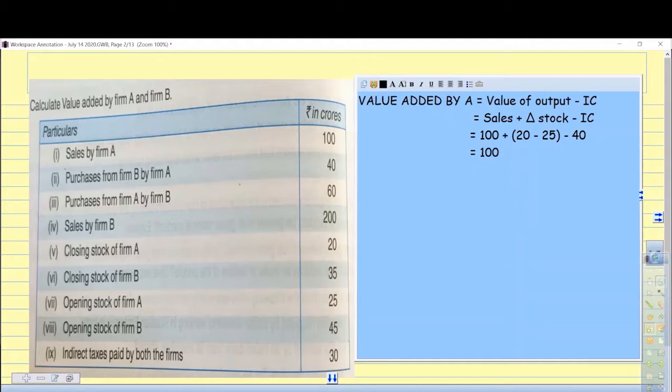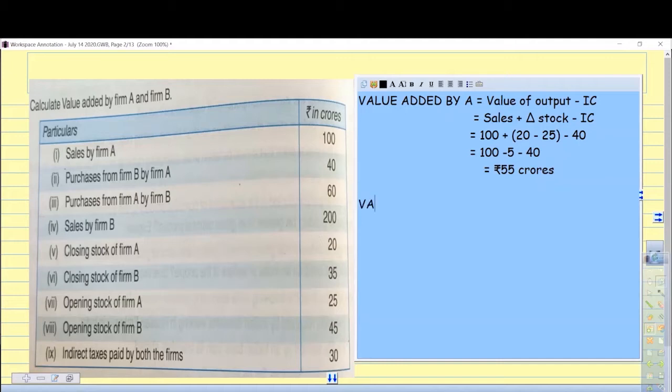100, 20 minus 25 is minus 5, minus 40. Right? What is the answer? You will get the answer as rupees 55 crores. In the question, the figures are given in crores. So in the answer also, you have to write 55 crores.